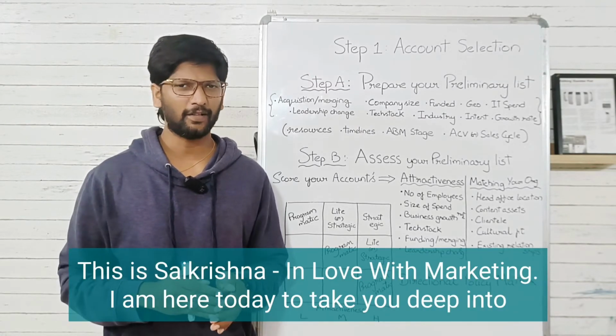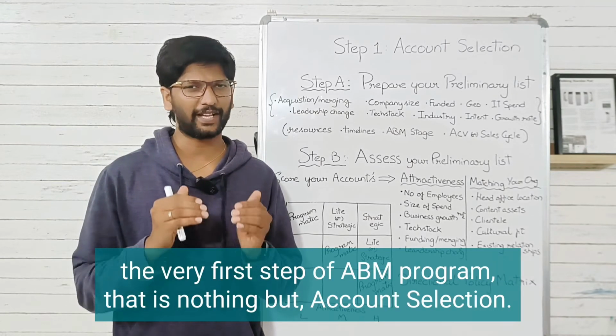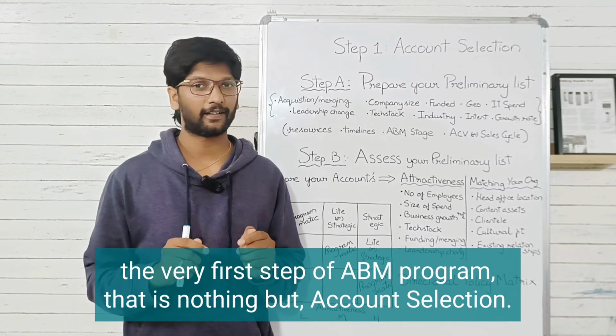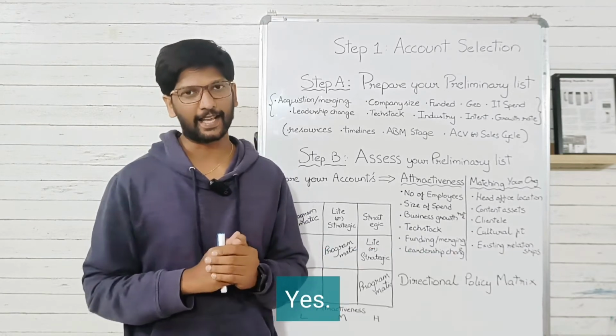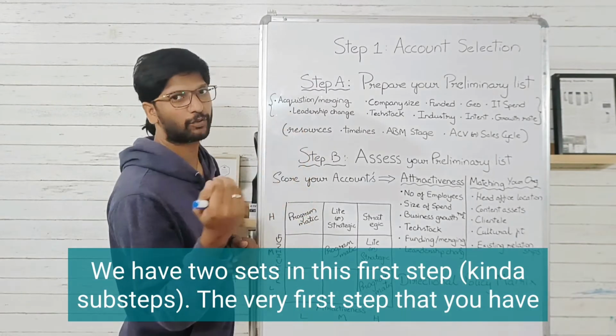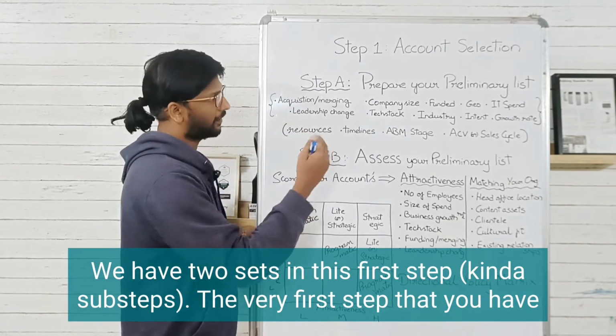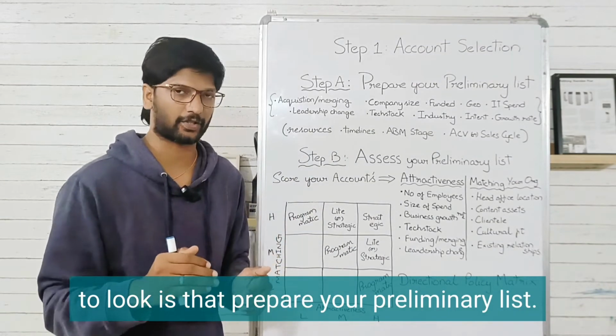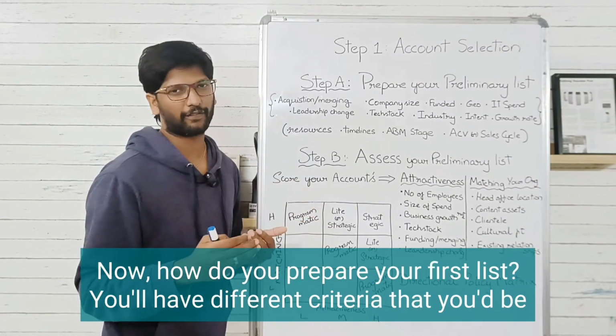I'm here today to take you deep into the very first step of the ABM program, that is nothing but account selection. Yes, we have two steps in this first step, kind of two sub steps. The very first step that you have to look at is to prepare your preliminary list. Now, how do you prepare your first list?